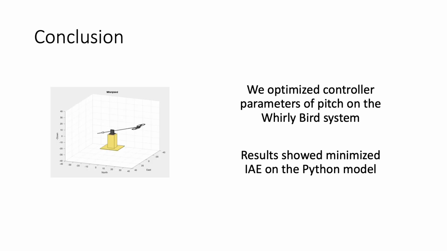So in conclusion, as shown in our data, we were able to use a scipy.minimize function to minimize integral absolute error and receive the best PID parameters for our system.